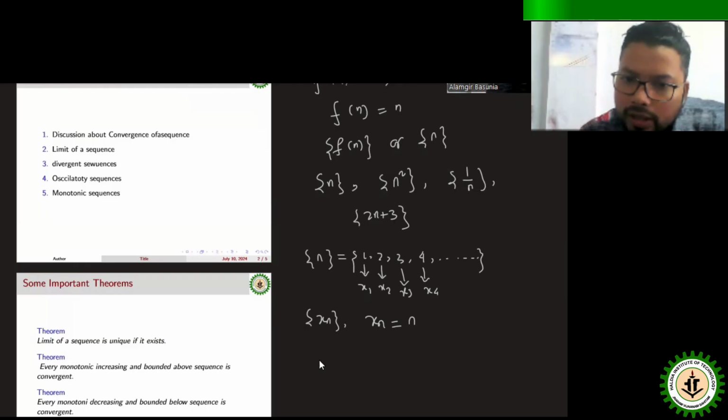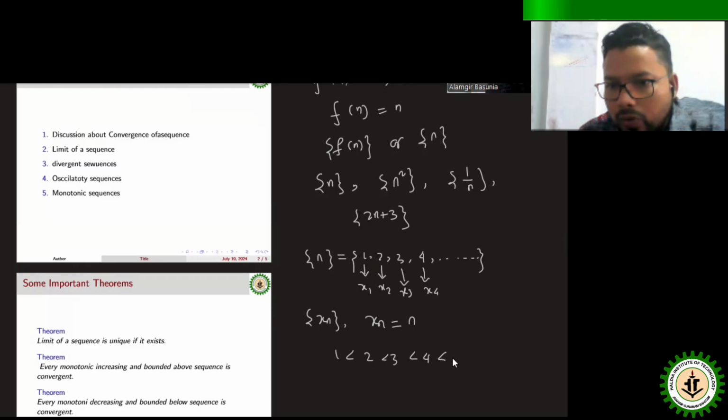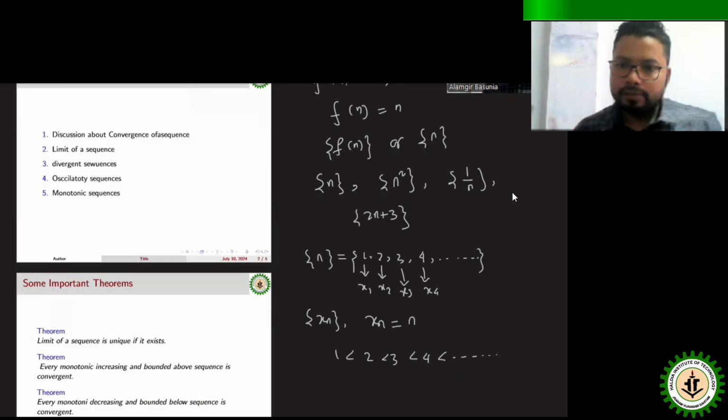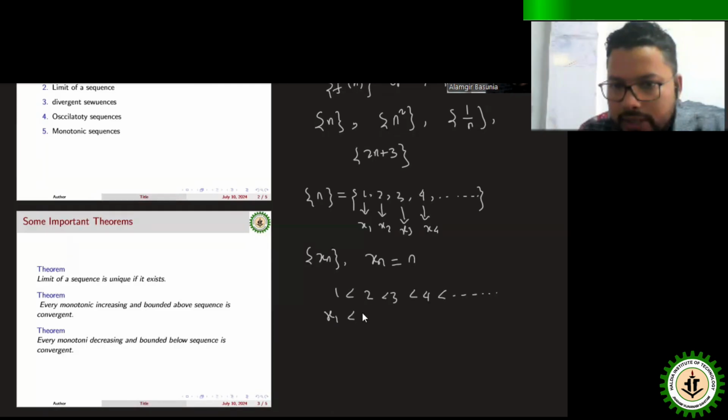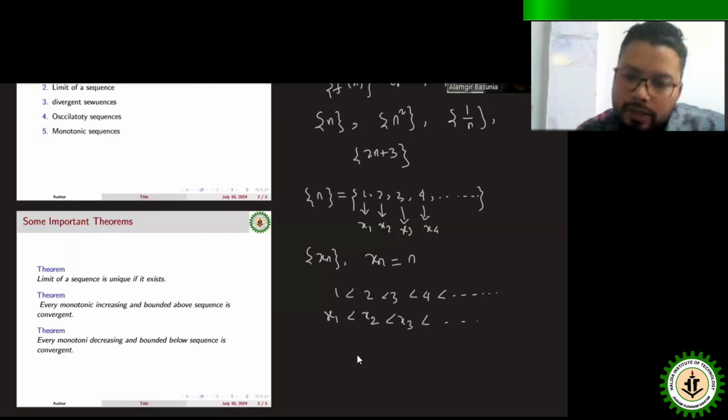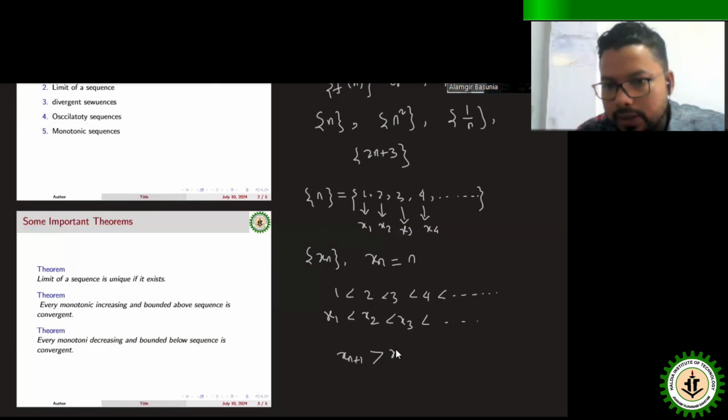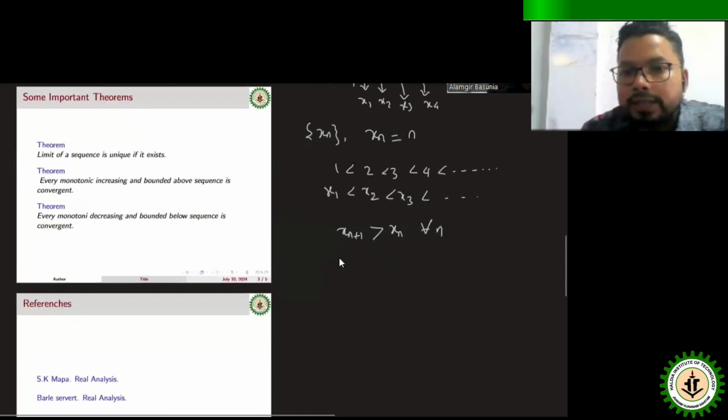Now for this one, the first term, second term, you can say 1 is less than 2 is less than 3 is less than 4 and so on. This is the first term x1 for this particular sequence, this is the second term, this is the third term, and so on. In general, we can say x(n+1) is greater than xn for this sequence. If this happens for all n, then we say the sequence is monotonically increasing.